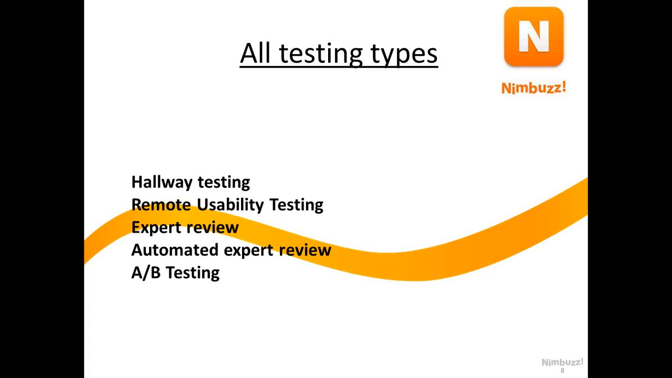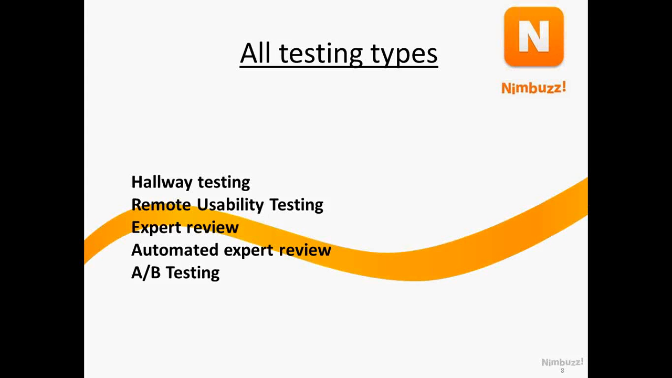Another is automated expert review, where you use certain tools to get expert reviews of your design. The final testing type is A/B testing. You have two products to compare with each other, and you change certain elements in one product to find out which one is more usable. So that is how you will test.